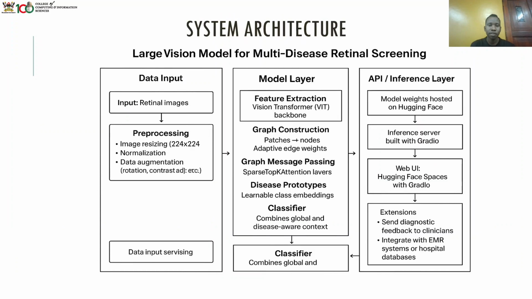So the system architecture is a large vision model for multi-disease retinal screening, whereby we have the data input, which allows input of retinal images. Then we pre-process them, then we go into the model layer, whereby we have feature extraction, graph construction, graph message passing, and the classifier. Then we move from the model layer to the API, or the inference layer, where we have the inference server with Gradio, the web UI, inference spaces and extensions.